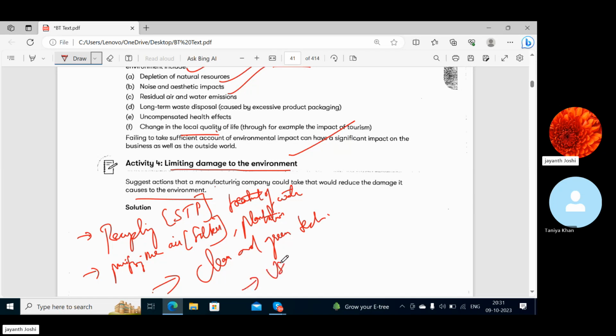For packaging and all, using more user-friendly products, I'll say, environment-friendly products. That means which can be recycled, like not using plastics, using something which can be recycled easily. Okay. So all these things. Next.